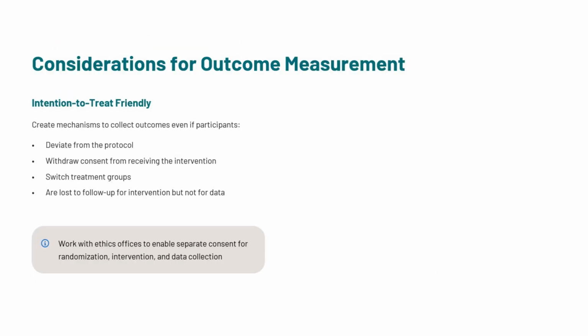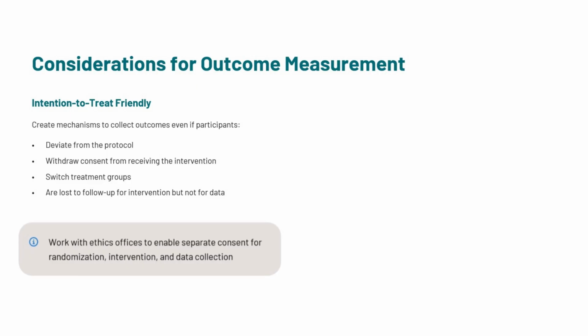Another consideration is to establish mechanisms for continuing data collection, even if participants deviate from the study protocol. This commitment aligns with the intention to treat principle, preserving the integrity of your analysis. If you have the necessary ethical and institutional approvals, patients who stop the intervention can sometimes have their outcomes tracked through claims data. Participants can also provide consent separately for randomization, receiving the intervention, and data collection. Work closely with your research ethics office to put in place mechanisms that allow continued data collection, even if a participant withdraws consent for other parts of the trial, so long as they maintain consent for data collection.